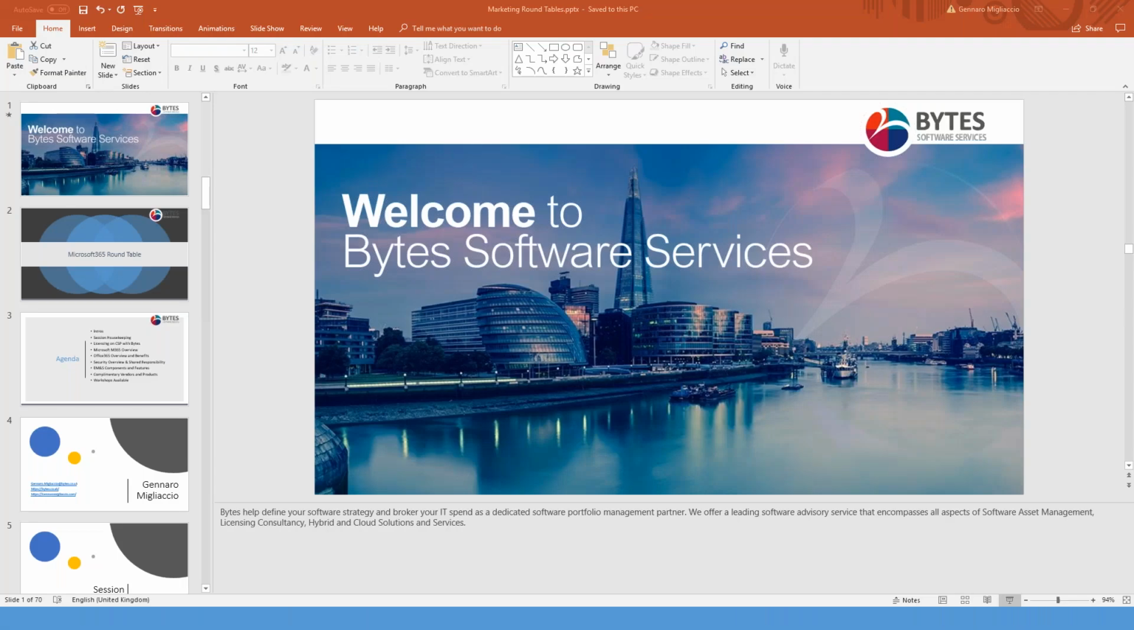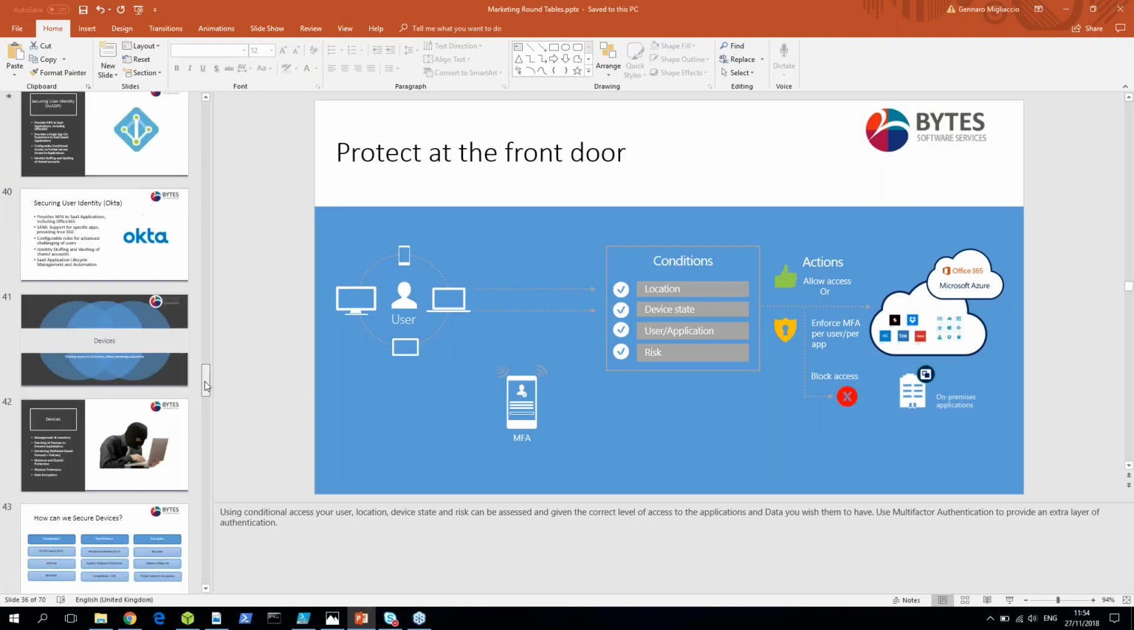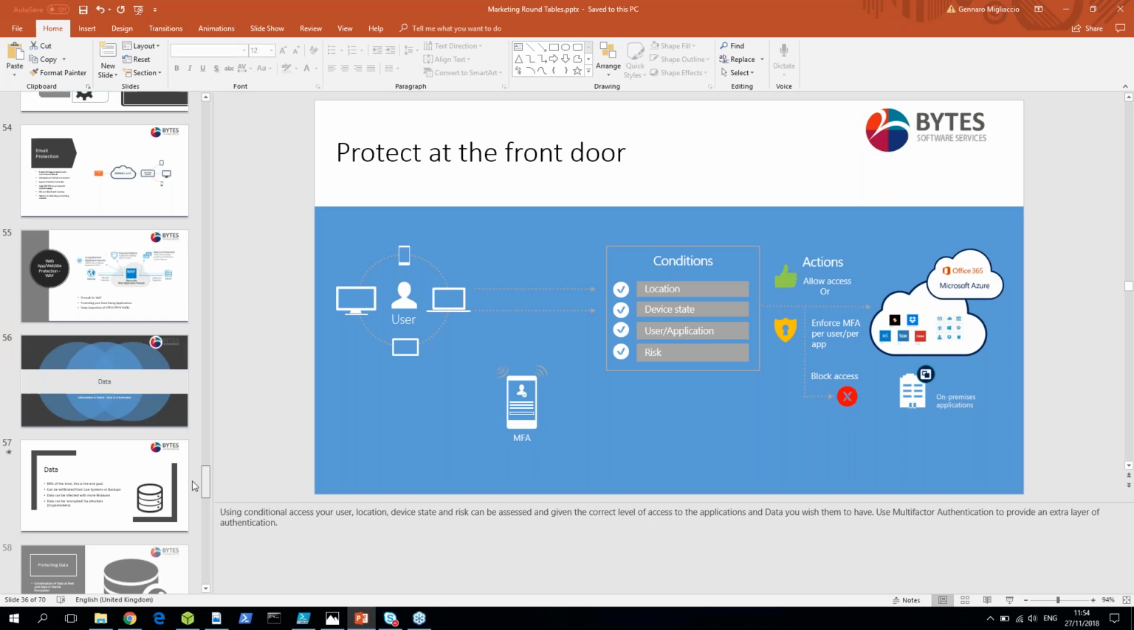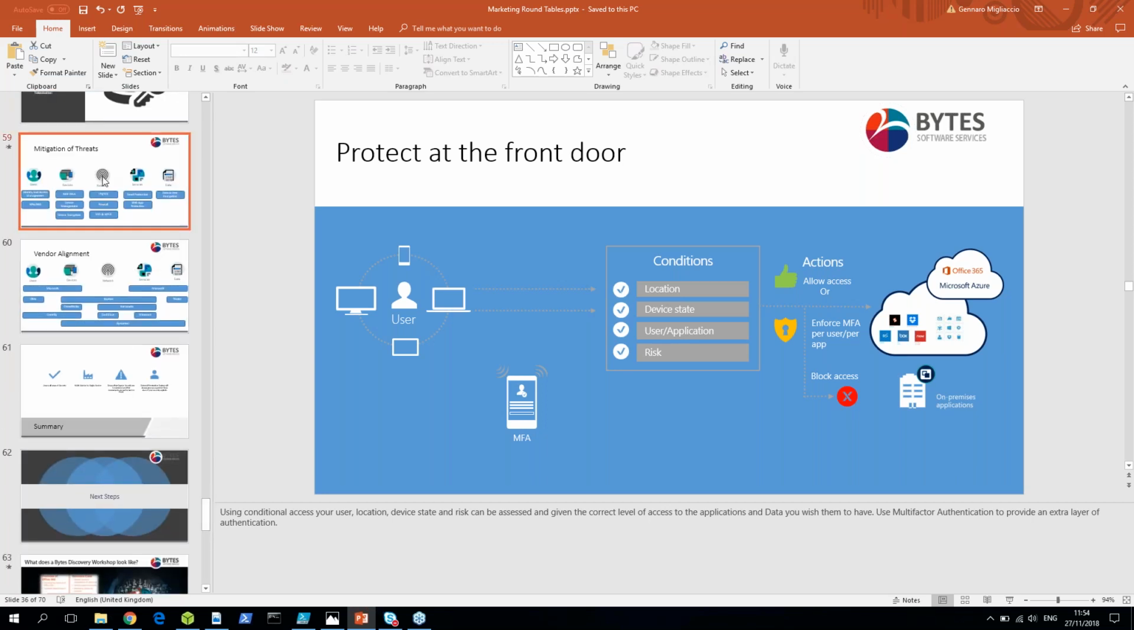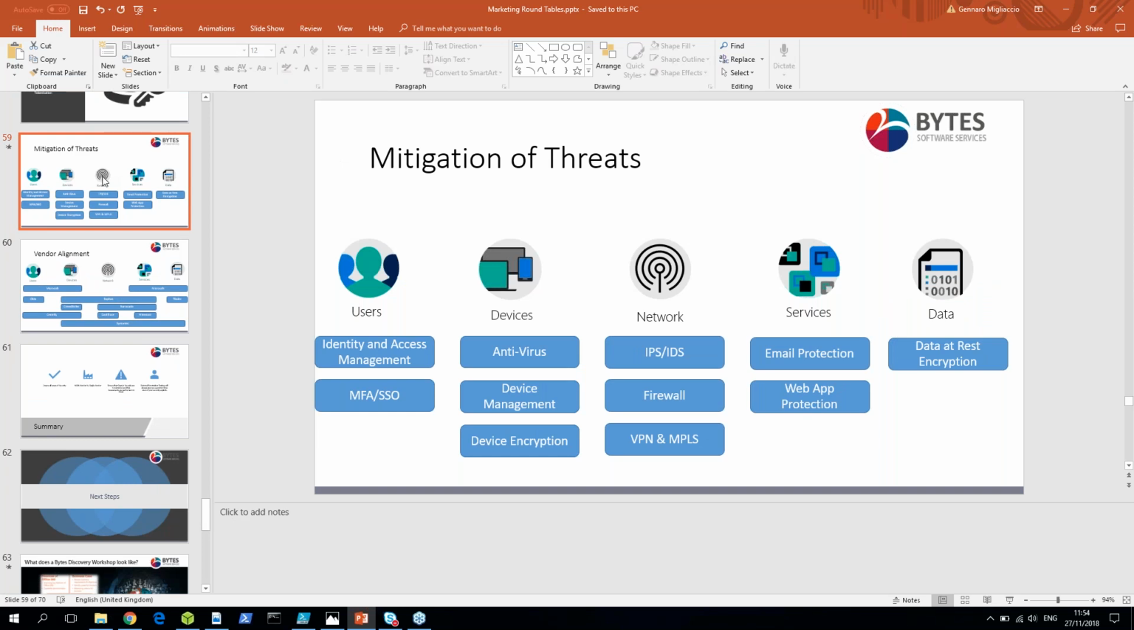So if I just skip out of here, I'm going to jump towards the end. So I suppose around here. When I look at security, I try and look at it from 5 different areas: users, devices, networking, services or applications, and then back-end data. Arguably, there is a layer across this, almost like a management layer, a cybersecurity layer, and this would be for things like vulnerability management, penetration testing, compliance and governance, using things like SIEM tools to monitor all of these areas.